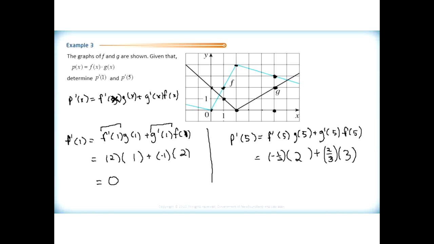Okay, so since we've got that taken care of, oops, this is supposed to be a 3, isn't it? It didn't look much like a 3 when I wrote it down there. All right, so this will be minus 1/3 times 2 plus 2/3 times 3, which is just going to be 2. So when I put those together, that's going to be -2/3 plus 6/3, which is positive 4/3. So positive 4/3 is the value of our derivative of p when x equals 5.